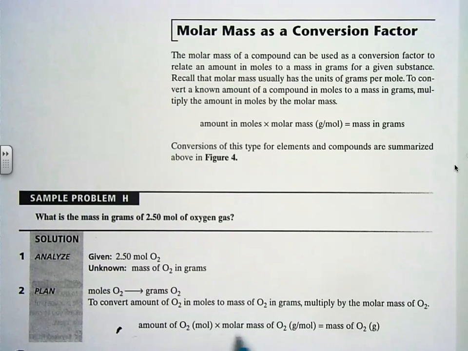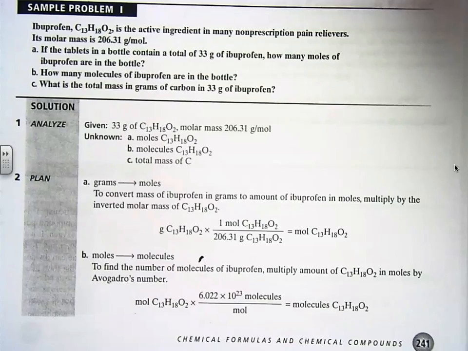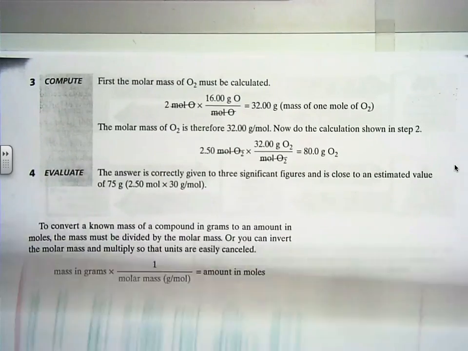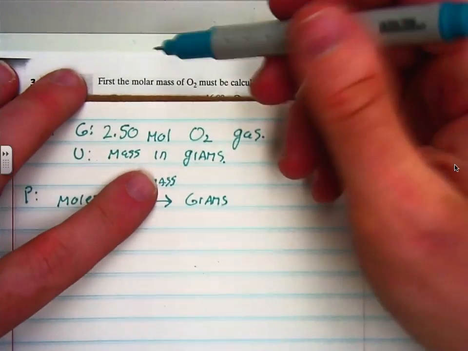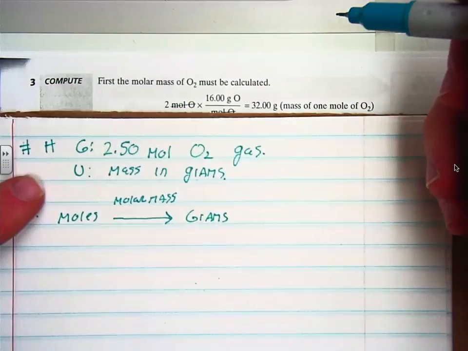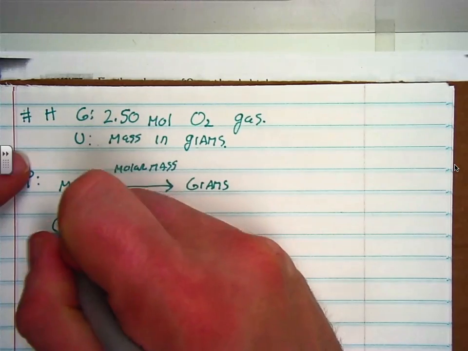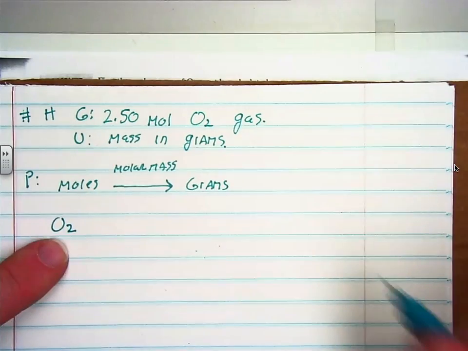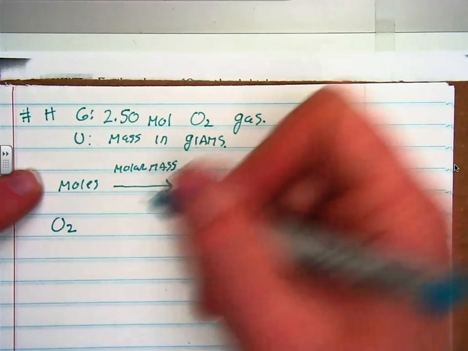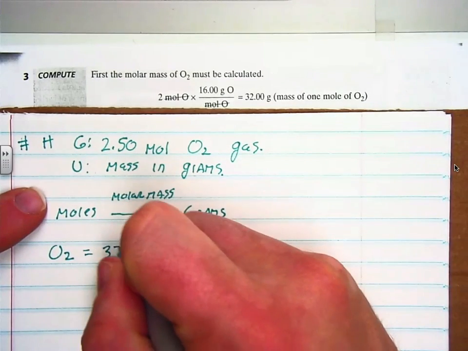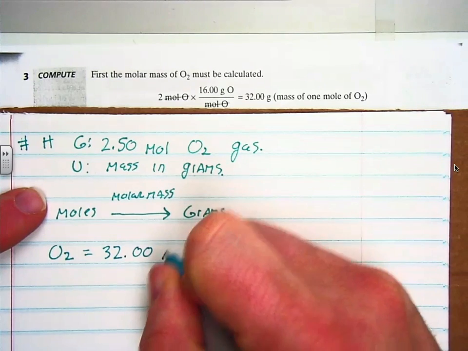Amount of O2, okay. Let's go to the next page, please. Page 241. Still on sample problem H. And let's take a look at how they did it. Well, first they say the molar mass of O2 must be calculated. All right. So remember we just did molar mass. We have O2. Basically, there's 2 oxygen atoms in that. Each oxygen atom has 16 AMU about. So that means it has about 32.00 AMU.